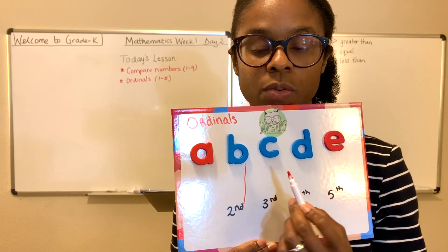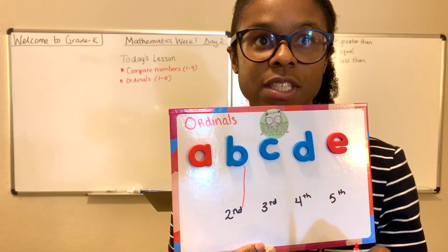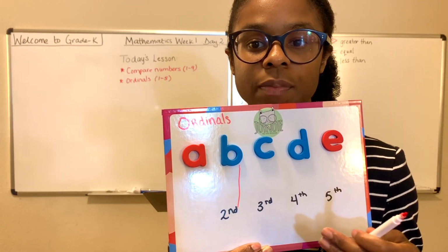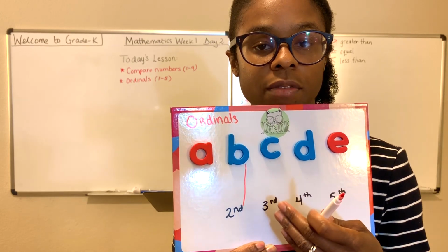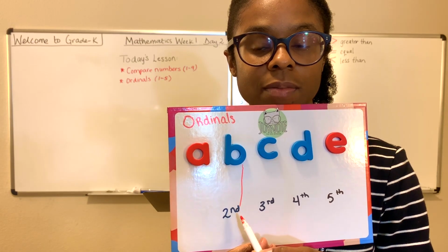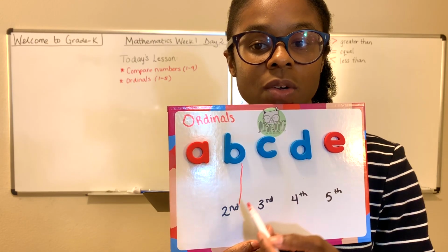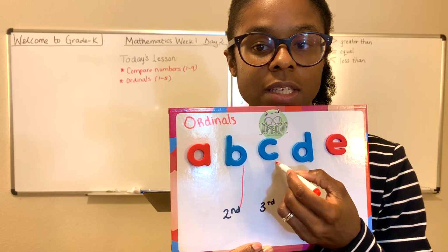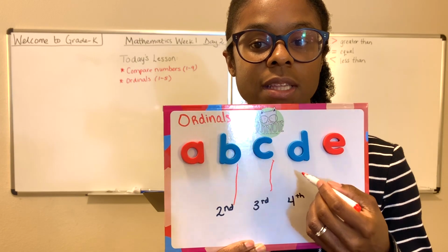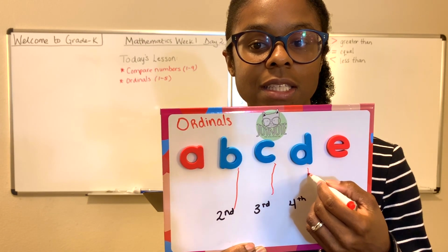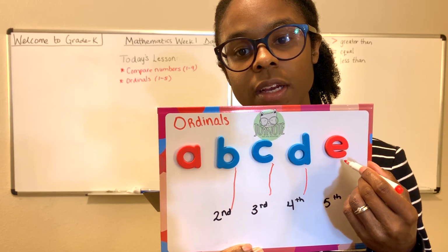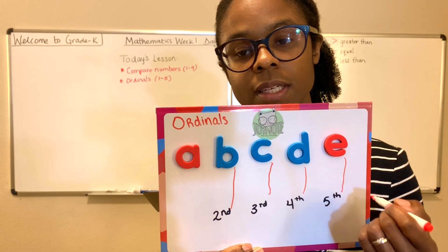When you think of ordinals, what you're thinking of is position. So you say, okay, if I put everything in a line, which comes first, what comes second, what comes third? Well, we see here that the letter B is second in place. The letter C is going to be third in place. Can you see that? And the letter D is actually fourth in place. And the letter E, way over here, is fifth in place.